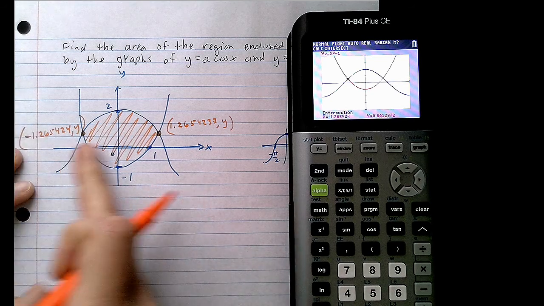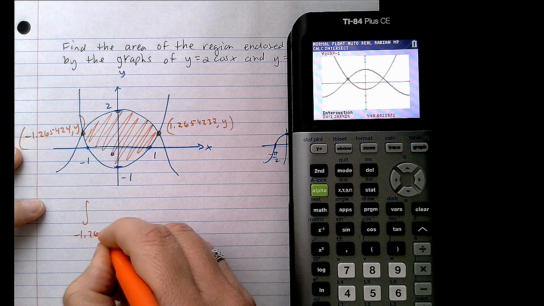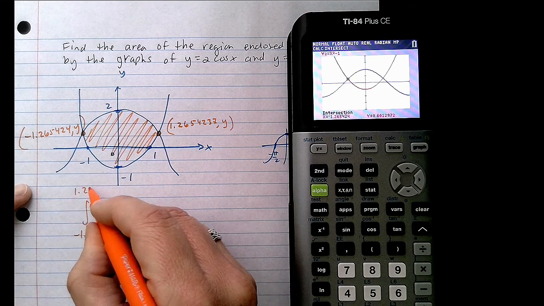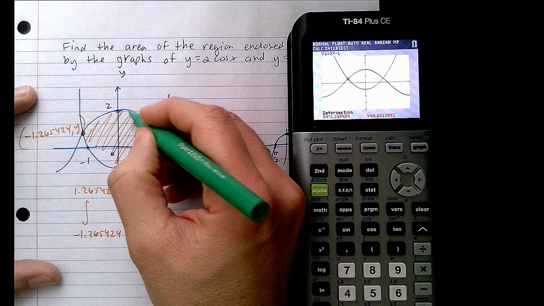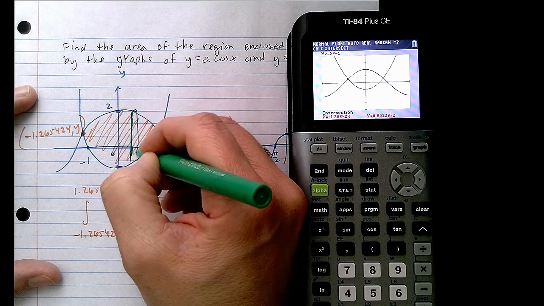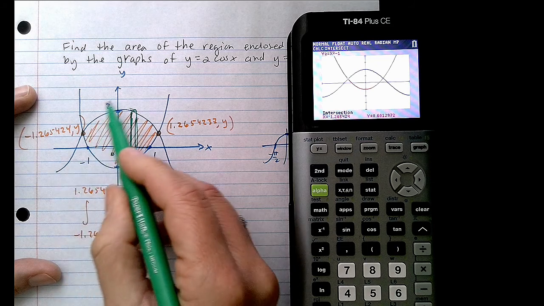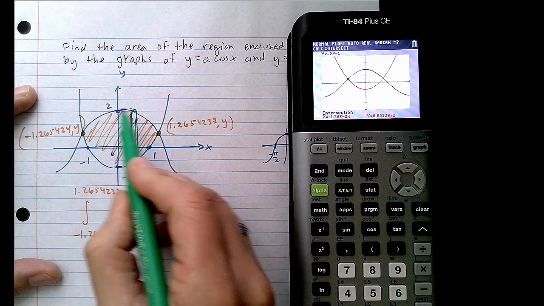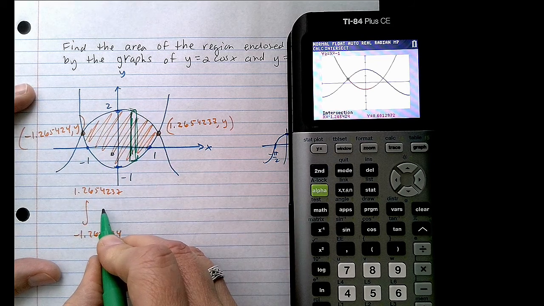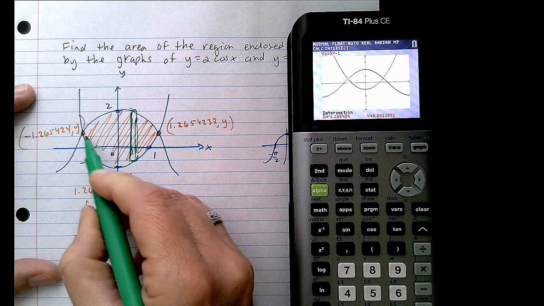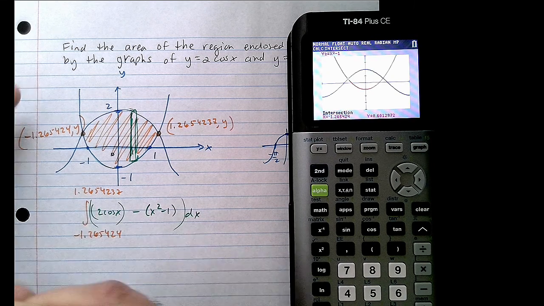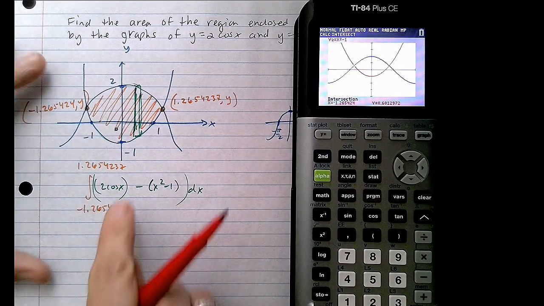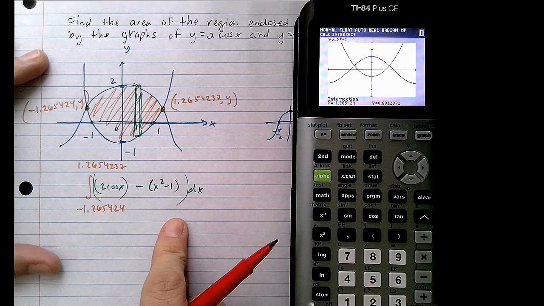So we're going from left to right. What is our upper function? What is our lower function? If we look at the rectangle here, we can see our upper function is the cosine function. And then the bottom part of it is the parabola. Now we're going to put this in our calculator to approximate our area.